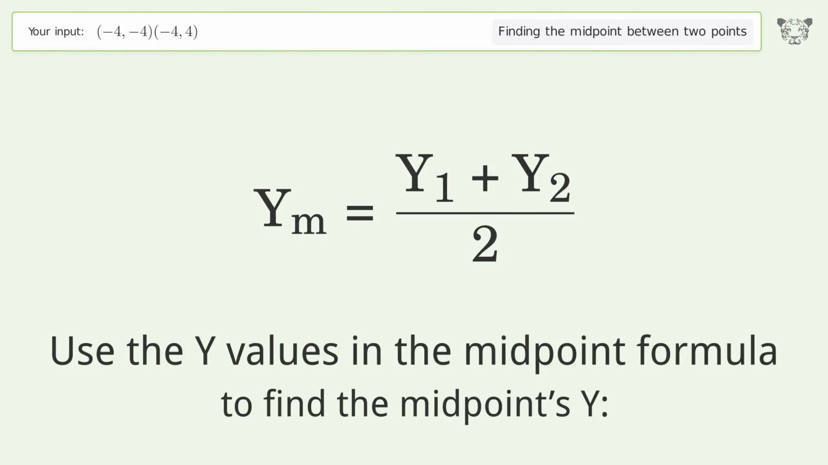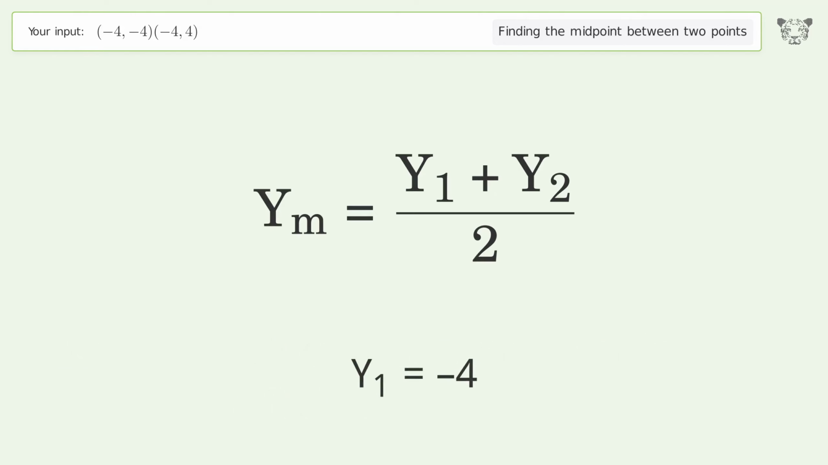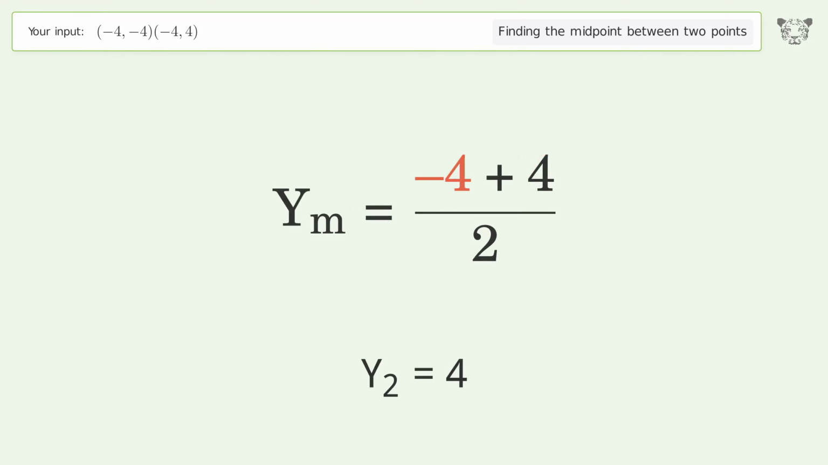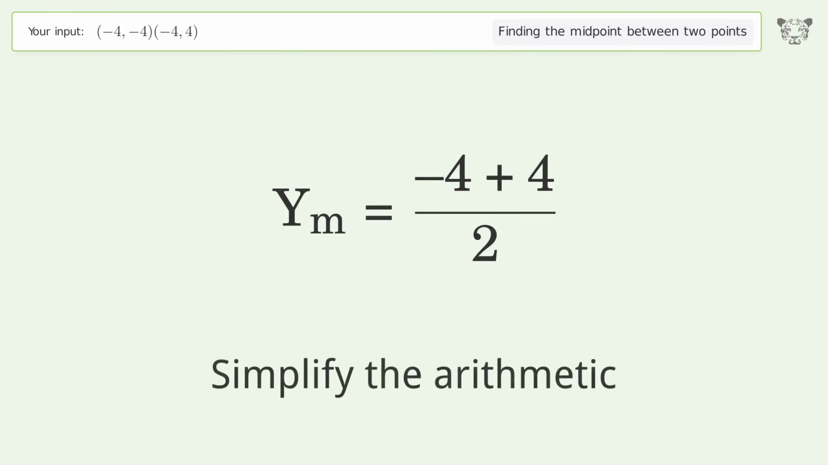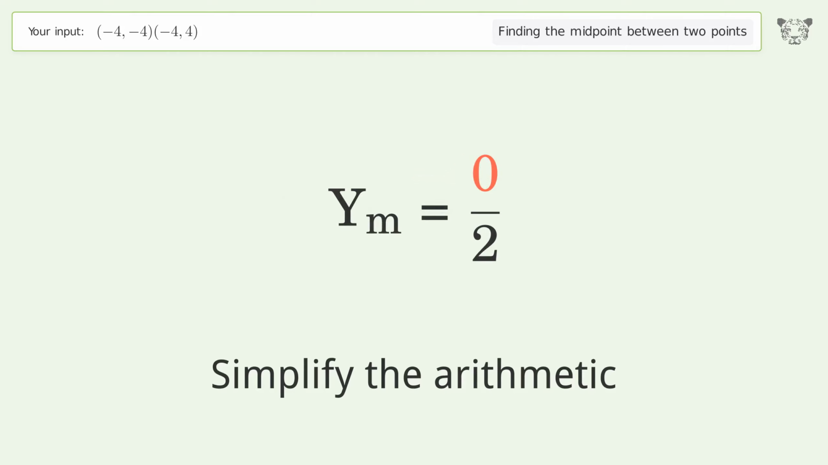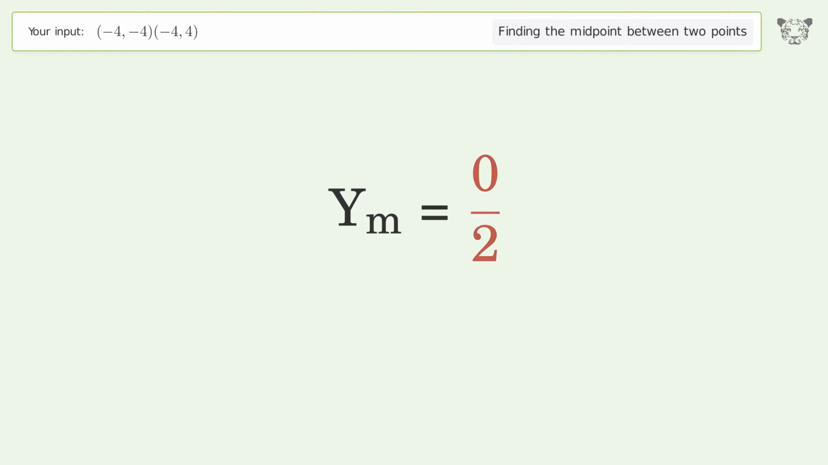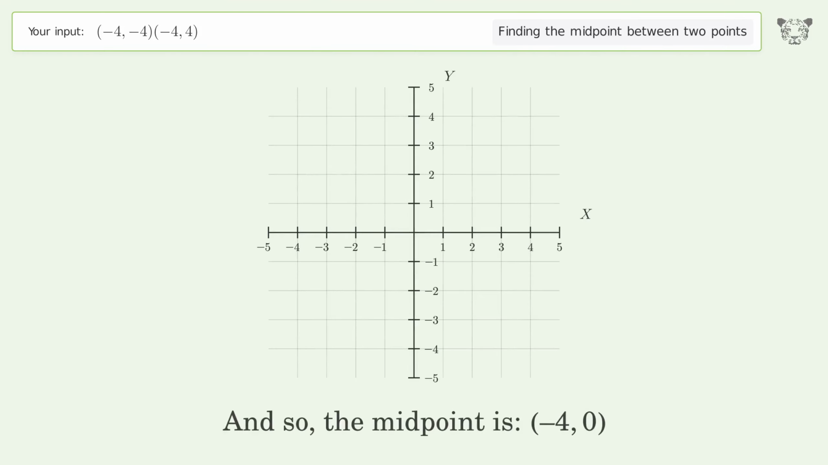Use the y values in the midpoint formula to find the midpoints y. y1 equals -4. y2 equals 4. Simplify the arithmetic. And so, the midpoint is -4, 0.